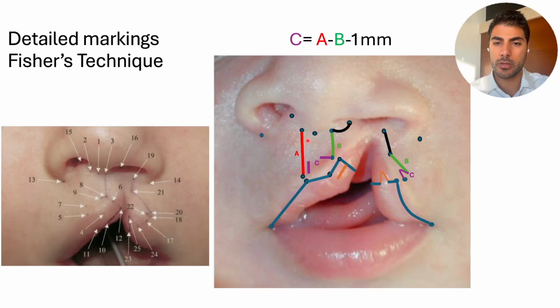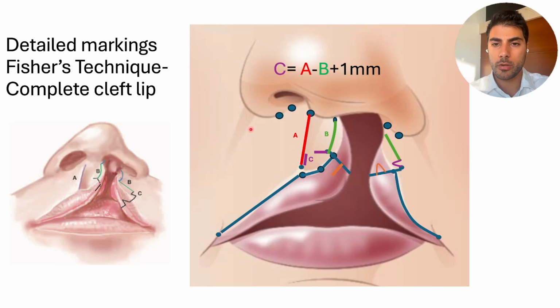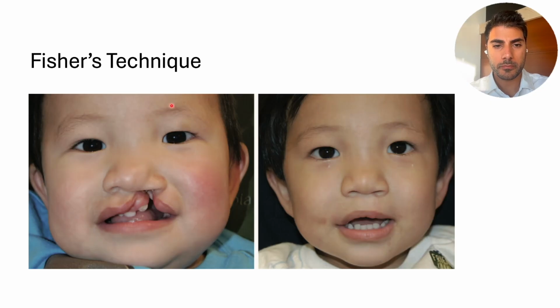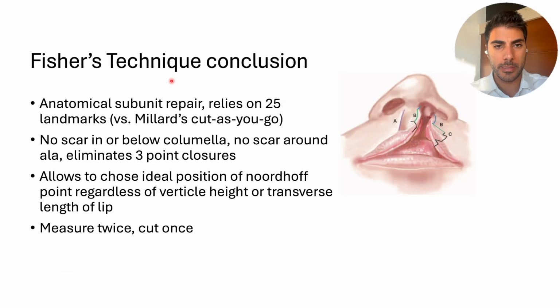And so this was an example on an incomplete cleft lip. Now this is an example on a complete cleft lip. So basically the same markings. And as we can see, we can play with the triangle. This small triangle right here is used whenever the Noordhoff's point is here, and this is the whole length of A, we still have an extra piece of skin up, we can excise it in a triangular fashion. Basically, this is Fisher's technique. This is before and after by Fisher.